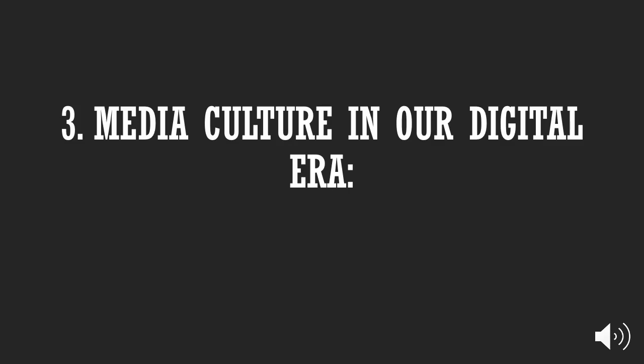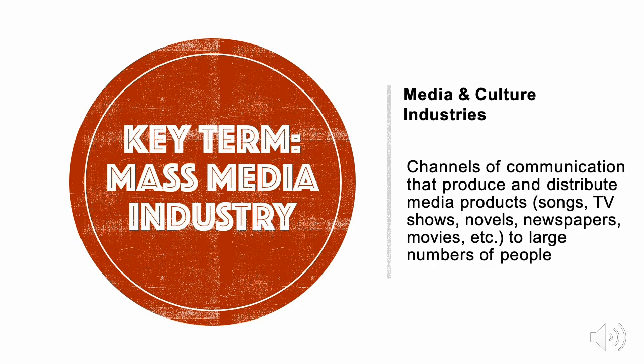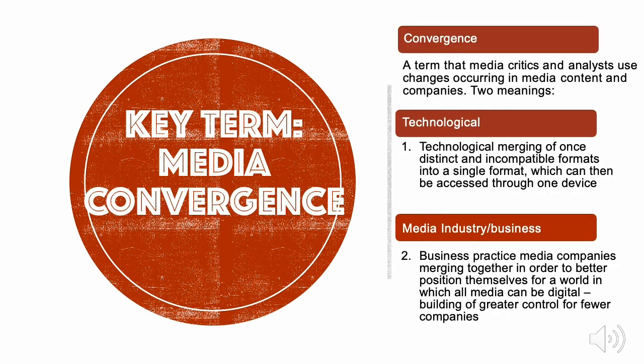So now, where are we? What's happening now? So the 21st century conditions of media in our digital era. So again, we're thinking about mass media and media culture industries, and those are the channels of communication that produce and distribute media products. So this is what we're talking about in this new climate. And we already talked a little bit about convergence. We have both the technological merging of distinct forms of media into a single format, and we also have increasing control of fewer and fewer companies over more and more of the media industry business. And we want to think a little bit about what that means and how that impacts us.